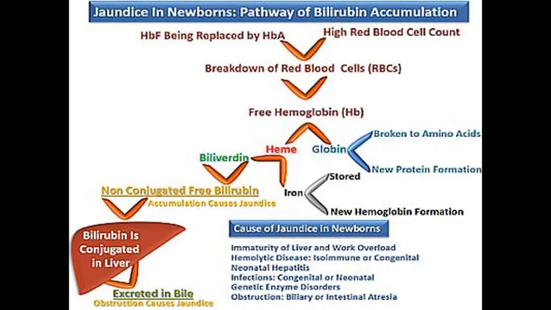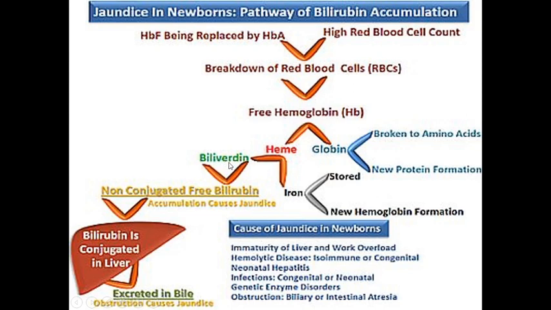So this is what happens. When your red cells are broken down, they are broken into heme and globin. Globin is the protein, so it will enter into the protein pool and help in protein synthesis. Heme consists of iron and biliverdin. Iron will be stored in the liver, and part of this iron will be used for new hemoglobin synthesis.